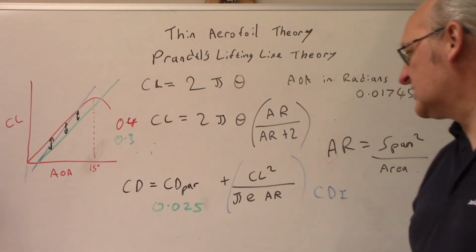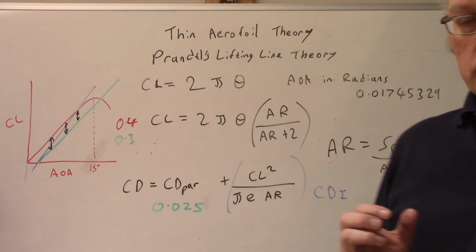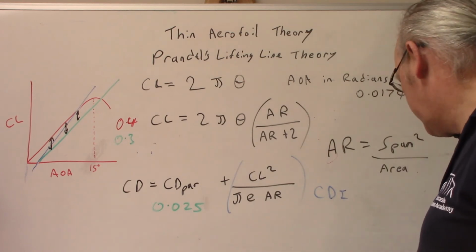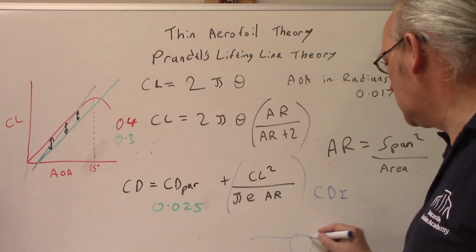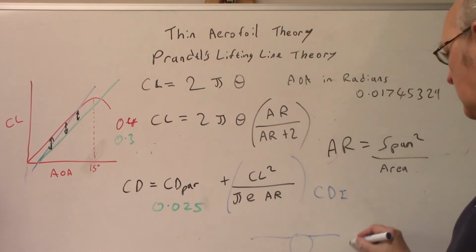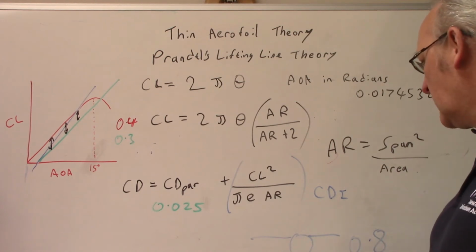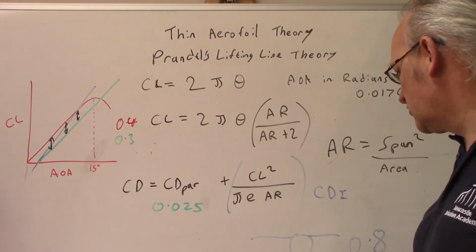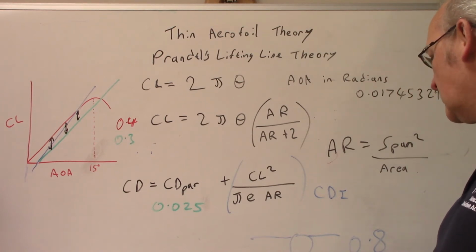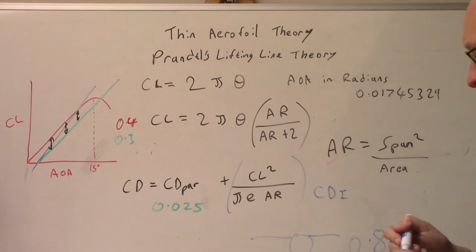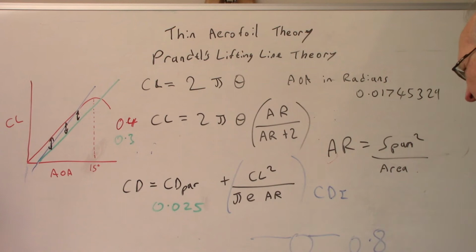Another number that we're going to stick in is this E here, and this is Oswald's efficiency factor. Now, for high wing aircraft, things like transport aircraft like the C-130 Hercules, you end up with an Oswald's efficiency factor of about 0.8. And for low wing aircraft, like business jets, it can drop as low as 0.6.